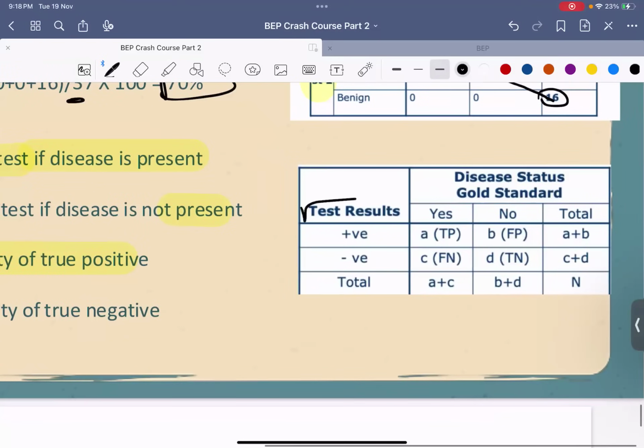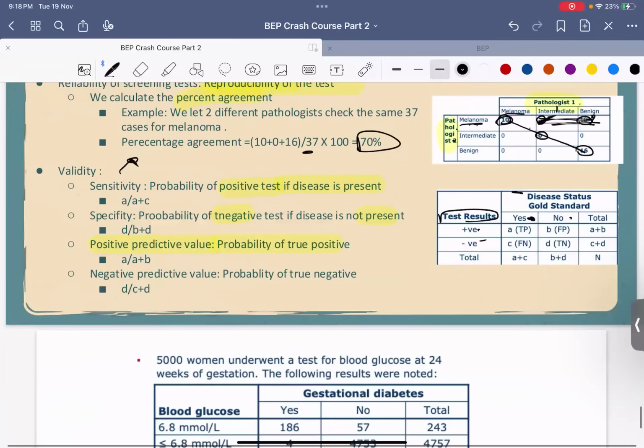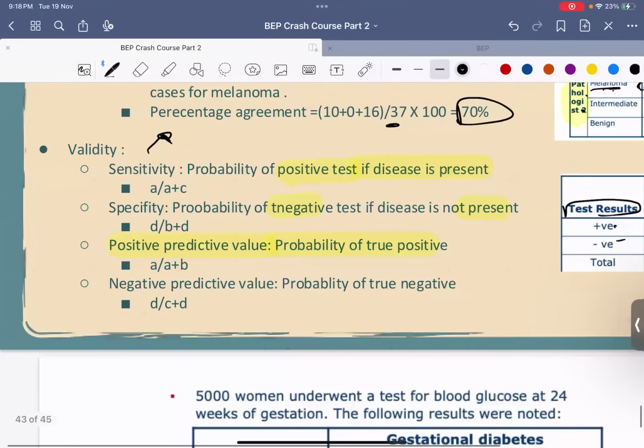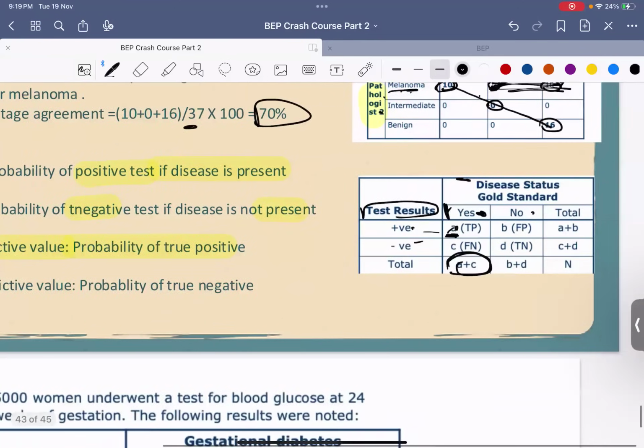Okay, so for the equations we come to this table, which is a very good table. So these are the test results, positive and negative, and the disease status: either they have the disease or they do not have the disease. Okay, so for sensitivity, we take A and divide it by A plus C, the total of A plus C, which is people who definitely have the disease. So how many people who have the disease tested positive? That's sensitivity. So A over A plus C.